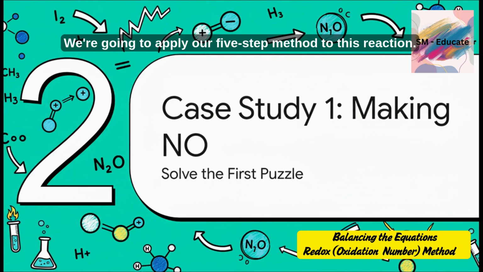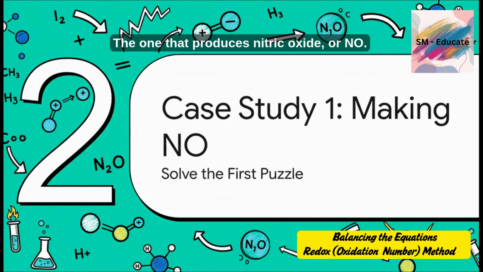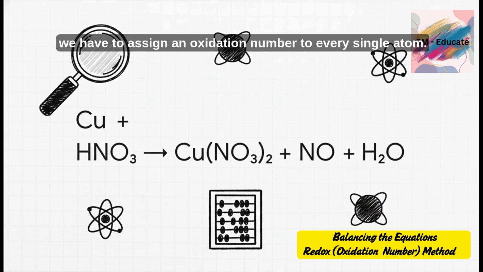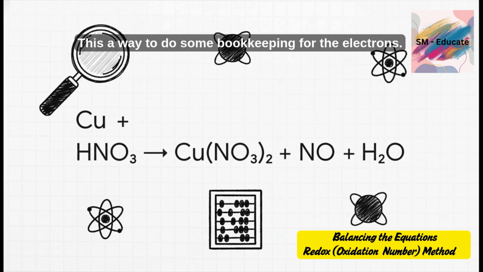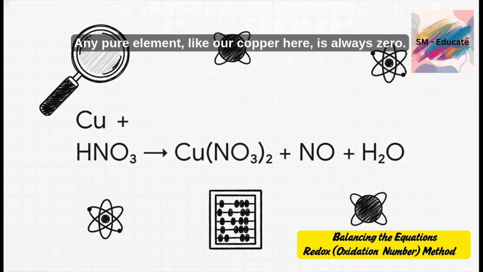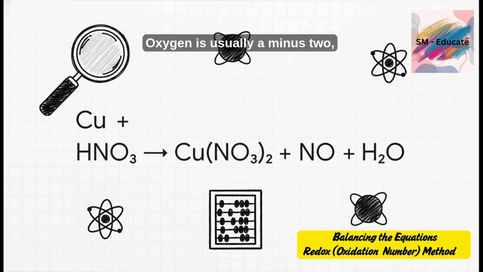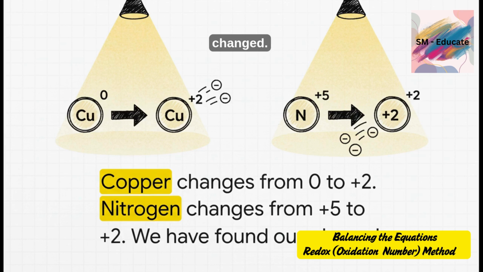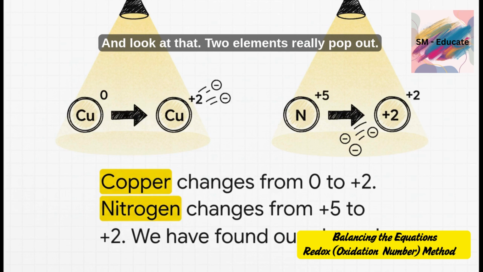We're going to apply our 5-step method to this reaction, the one that produces nitric oxide, or NO. So here's our equation again. First things first, we have to assign an oxidation number to every single atom. Think of this number as just a way to do some bookkeeping for the electrons. We follow a few simple rules. Any pure element, like our copper here, is always 0. Oxygen is usually a -2, and hydrogen is a +1. And from there, we can figure out all the rest. So after we've put a number on every single atom, we just scan across the equation and see who changed. And look at that, 2 elements really pop out.